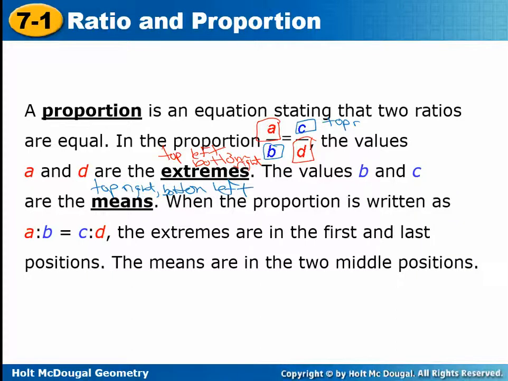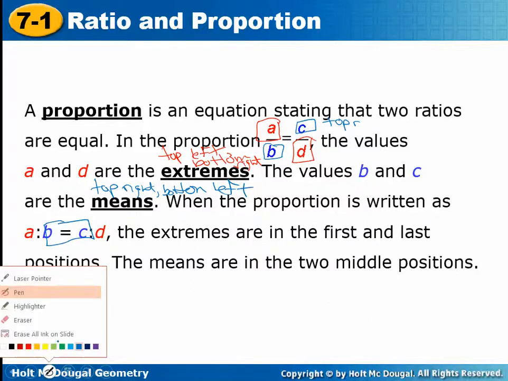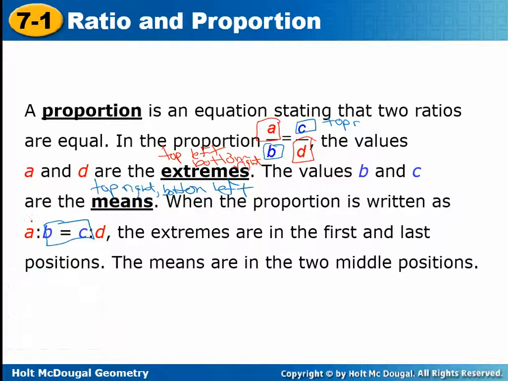When the proportion is written as A to B equals C to D, the extremes are in the first and last positions, and the means are in the middle. So here's our means when you write it this way. There's our means. And our extremes are extremely far away from each other.